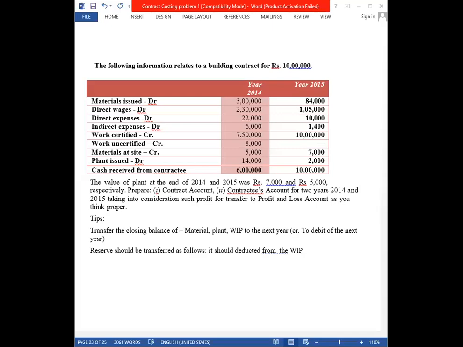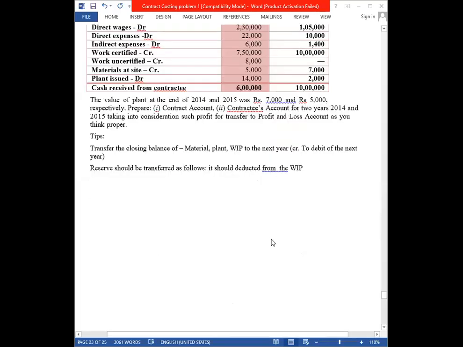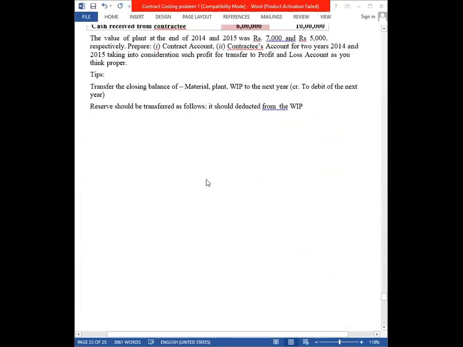Any other doubts? No, ma'am. Thank you. Okay, shall we continue? You understood, no? So first we will start with the balances using the 2000 balances. We are going to prepare the contract account for the year 2014. Next we will be preparing for 2015. Okay, shall we start?